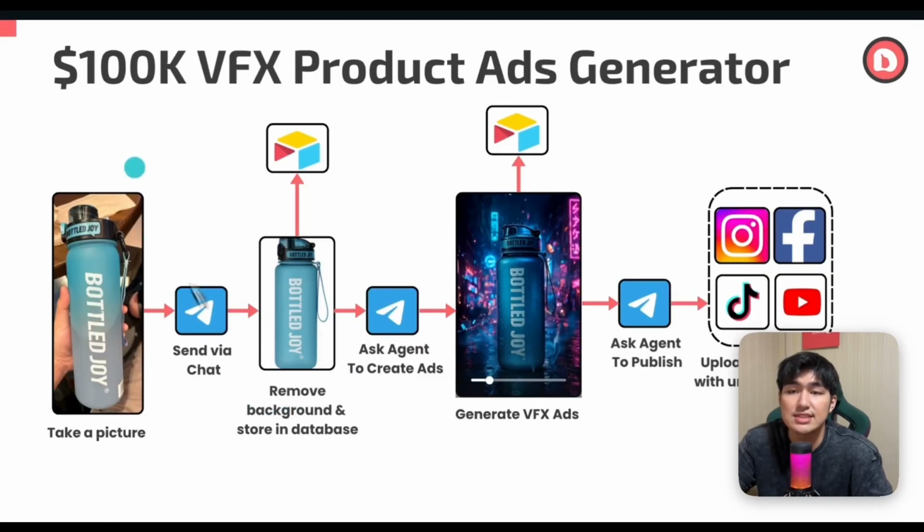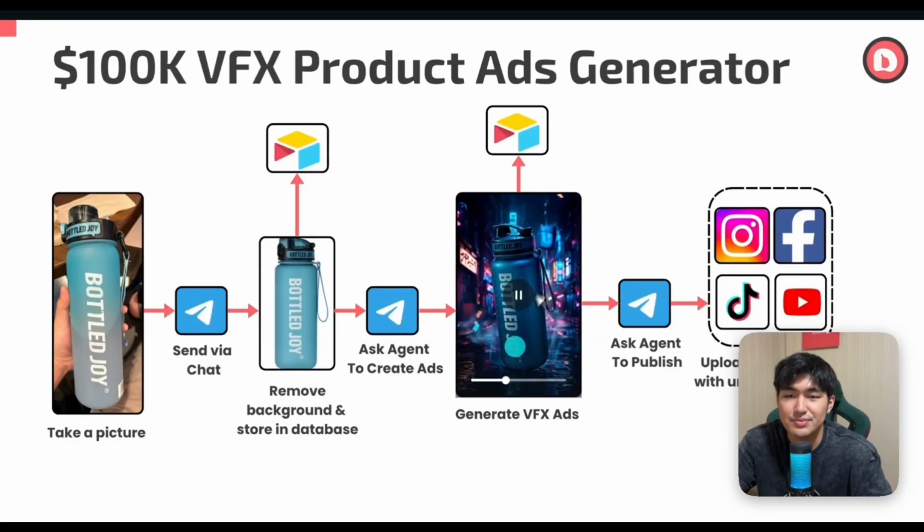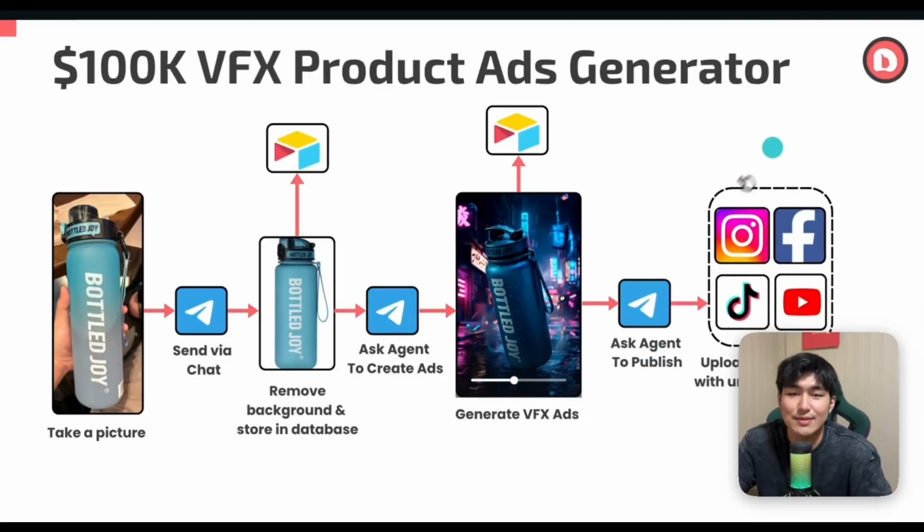So you can see from here, this is the flow that you have actually seen earlier. What I actually did was I take a picture, I send via chat, and it removes the background and store it in database. And now it allows me to have this specific product to ask the agents to create all types of different ads for me, just like this one over here. And then I could ask it to publish to all the platforms for me as well. At the same time, all of this is updated into a database so that we can always go back and take a look in a seamless manner.